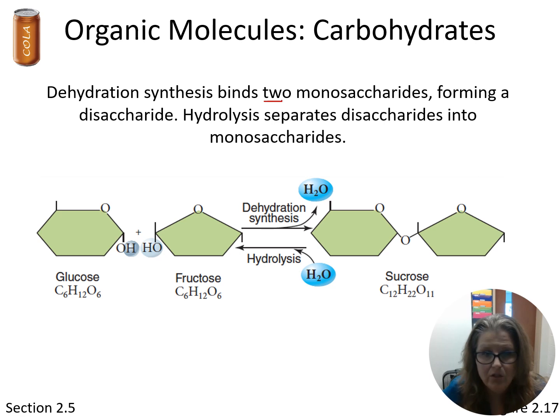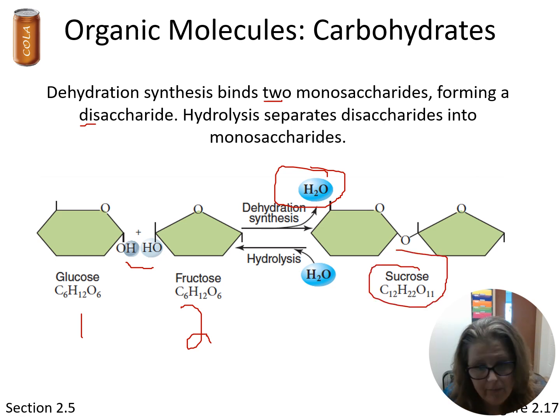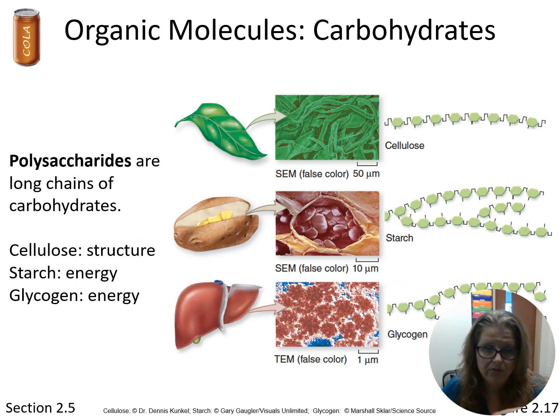Di means two. So when we combine glucose and fructose, so we have 1, 2 monosaccharides, we remove the water to make sucrose. Sucrose you would know better as table sugar. So that's how we make it. And if you ate sugar, to break it apart, hydrolysis turns it into fructose and glucose, breaking it into simpler parts so your body can use it.